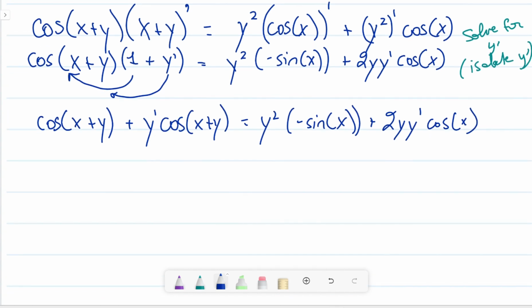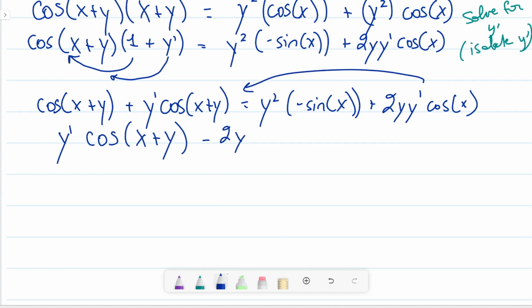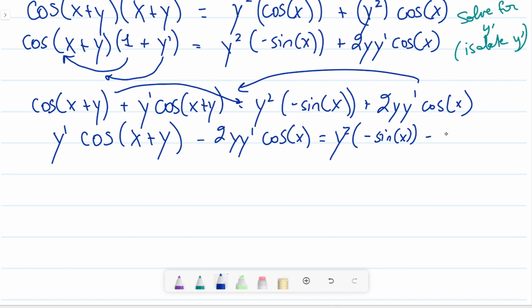Now everything that has y prime, I will take it to the left side. So on the left side, I now have y prime cos of x plus y. And I take this to the left side, minus 2y y prime cos of x. On the right side, y squared times negative sine of x. And I take this to the right side, minus cos of x plus y.